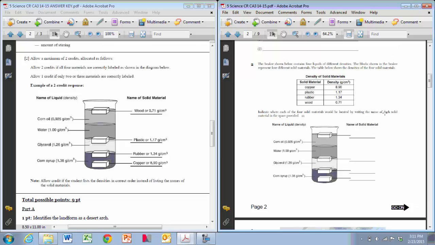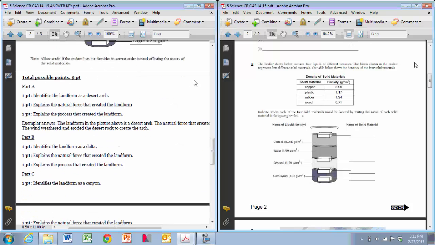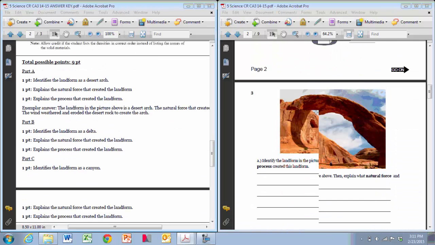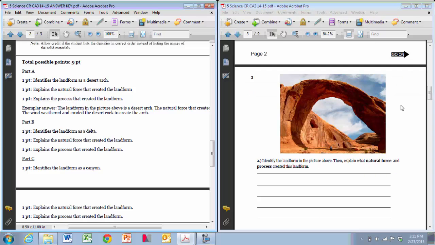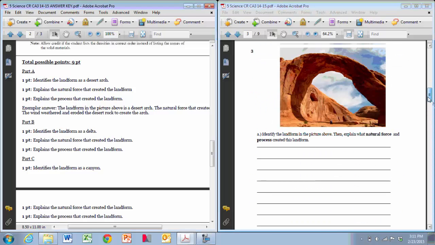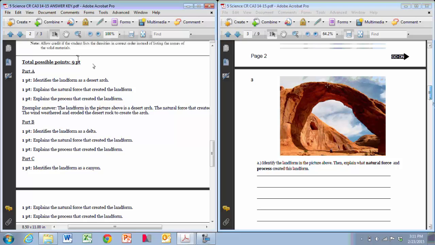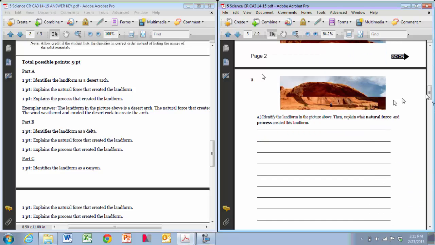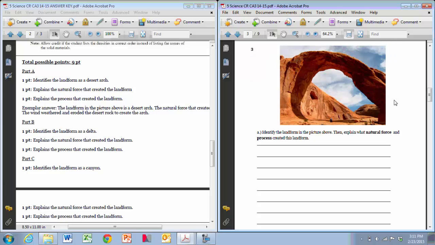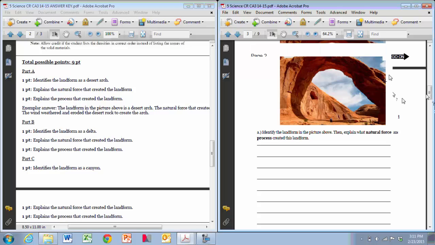For question number 3, we're going to move on to the constructed response questions that are all about landforms. So you'll notice that this is a pretty lengthy question. It goes over several different landforms. This is in total worth 9 points, as you see on the rubric over here, and each individual part is going to be worth 3 points. So it asks, for each of the questions, it will ask them to identify the landform that they see, explain the natural force that caused the landform, and the process that caused the landform.